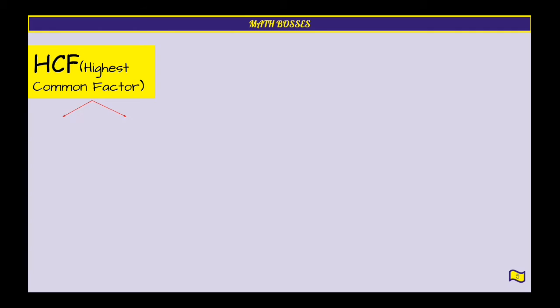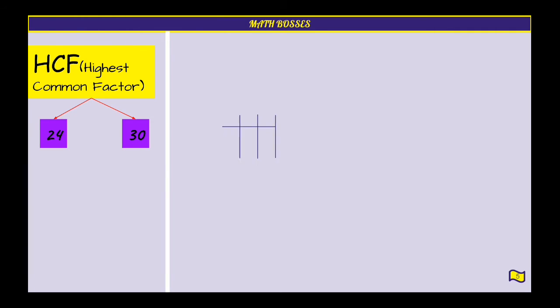Let's move on to finding the HCF of 24 and 30. We begin by drawing our table again and placing 24 and 30 side by side as shown here. What makes this process different is that the prime number must divide into all the numbers under consideration until the final values are co-prime. That means the final values will not have any common factors.